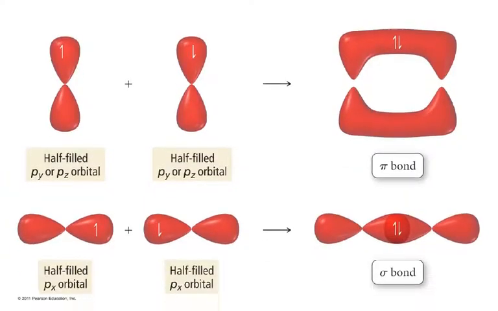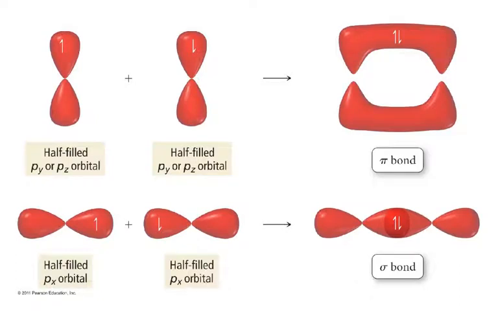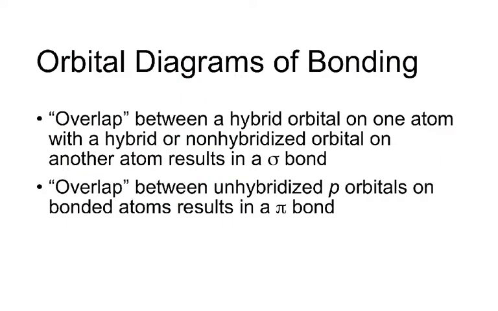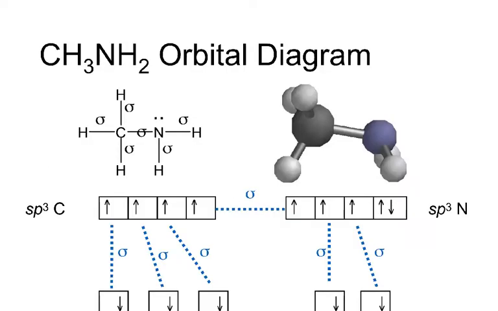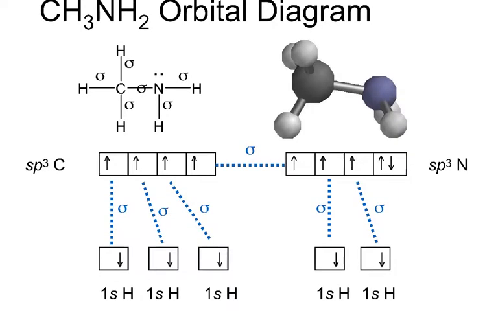Let's look at what it's actually looking like. So if the bonds directly overlap, you get a sigma bond. If they're parallel to each other, you get an area of probability above and below the axis where the nuclei are that is probable for finding the electron. So that is a pi bond. If we draw an orbital diagram, overlap is going to be a sigma bond. Overlap between unhybridized p orbitals results in a pi bond. So we get something that looks like this.